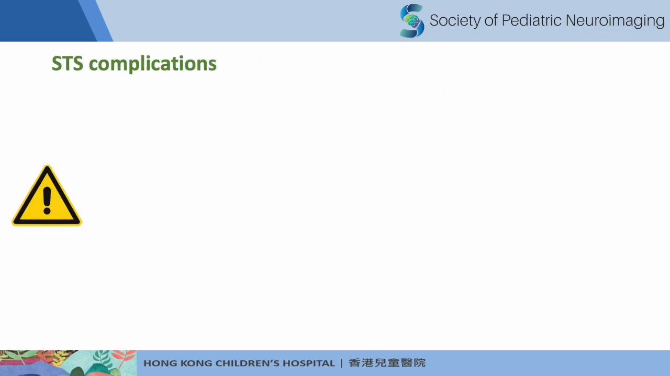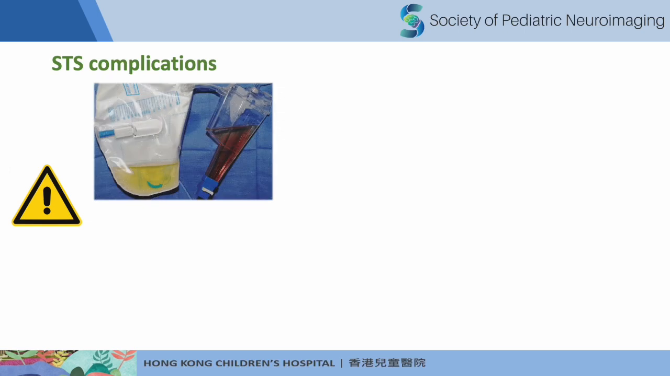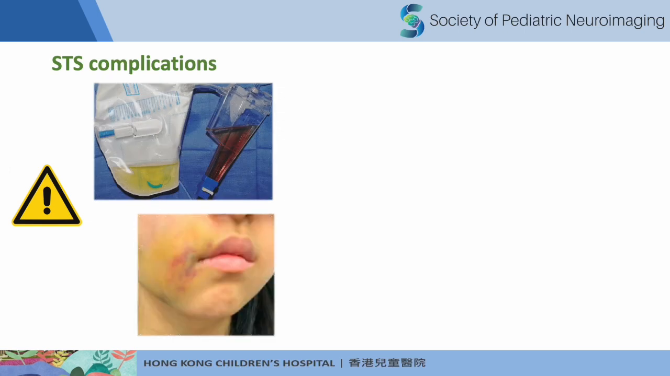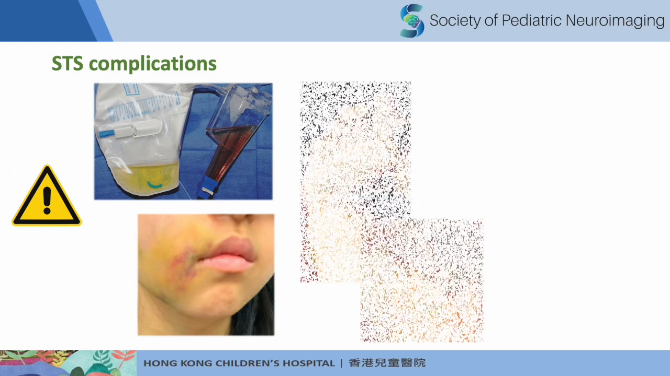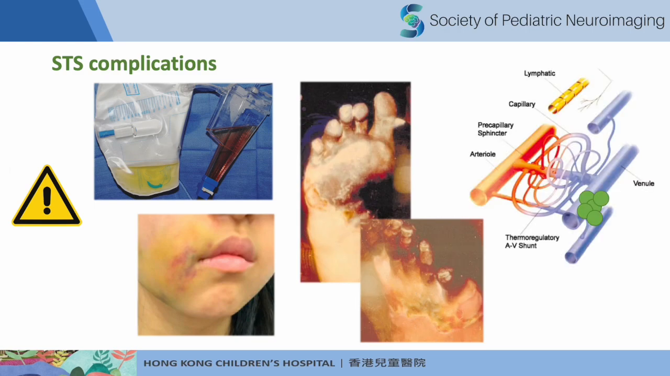For STS, some common complications or expected side effects you might want to warn your patient or parents about include hemoglobinuria. You will still get some bruising if applied vehemently, and it's important not to inject STS vehemently, or you need to very carefully look for veno-arterial communication. Especially when you're injecting STS forcefully, it would travel through the thermoregulatory AV shunts and escape into the arterioles and cause extremely bad tissue damage.